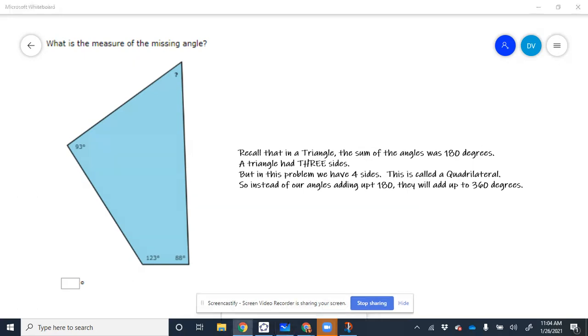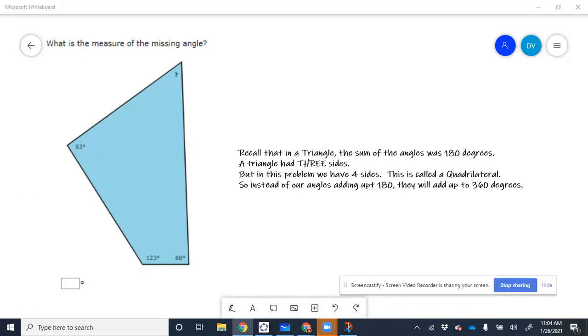But in a problem like this, we're going to have four things that we add up. And those four things, by the way, they use a question mark here. I'm going to change that question mark to a letter. Let's call it X. You can use any letter you want. So it's X that we want to find.